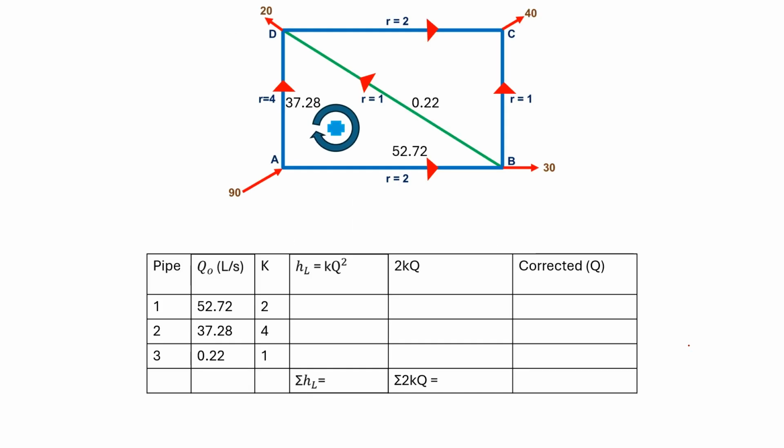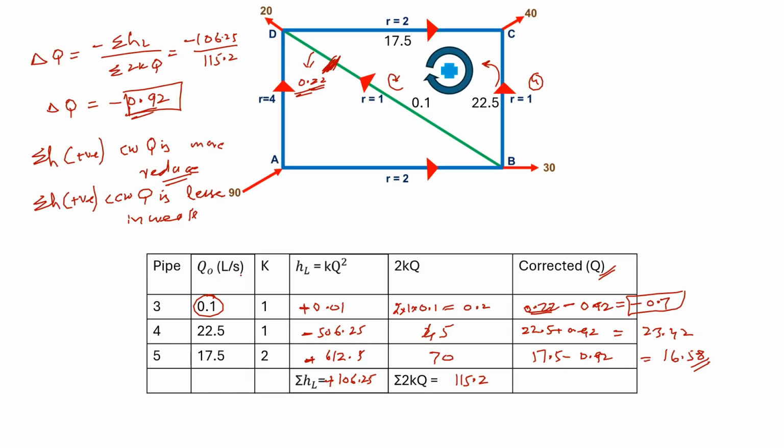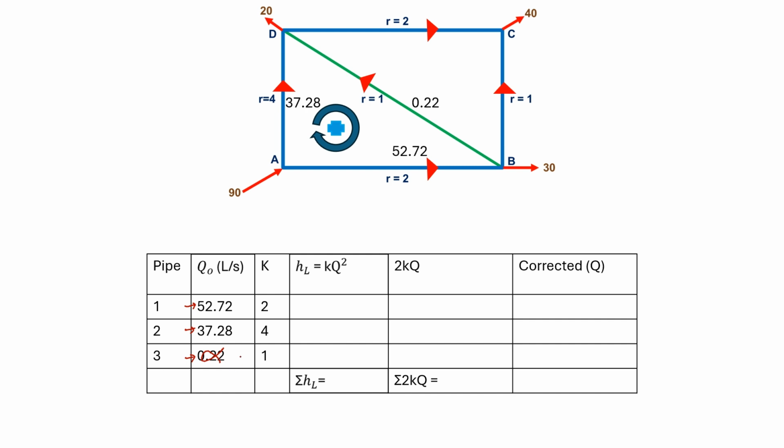Now we will move towards trial 3 and check whether we need a correction or not. So we'll simply write down the discharge after the first correction. The loop 1 after the first correction had a discharge of 52.72 for pipe 1, and for pipe 2 it was 37.28, and for pipe 3 it is 0.22. Is this okay? No. After the second correction, for pipe 3 we have a value of 0.7. So it means that we need to revise and write it as minus 0.7.